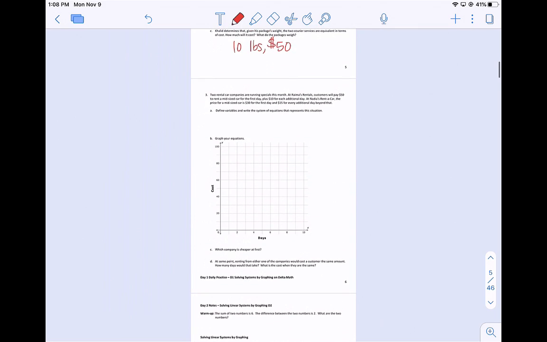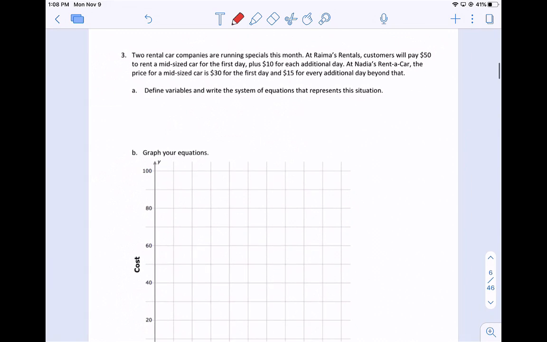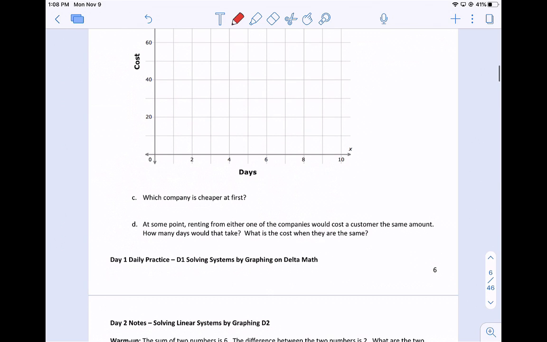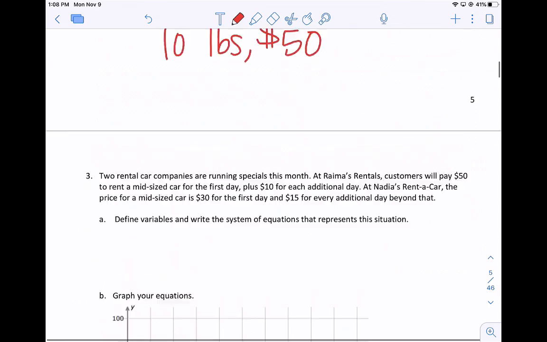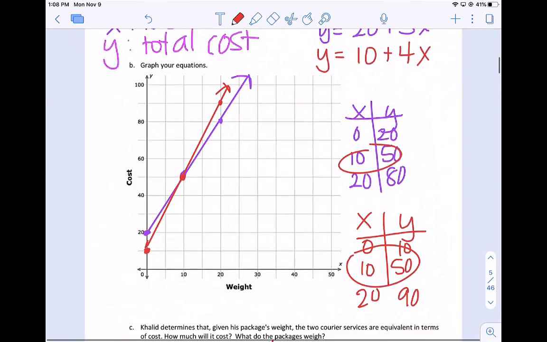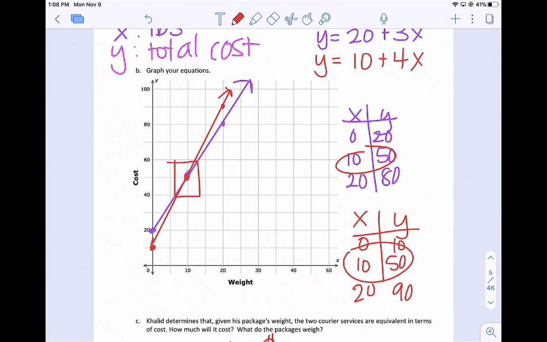Okay. We're going to graph one more together, and then your assignment today will be on Delta Math. And on Delta Math, it's called Day 1 Solving Systems by Graphing. And you'll be using the technology there to form your graphs and to find the solution of your systems. The solution of a system would be where they cross.